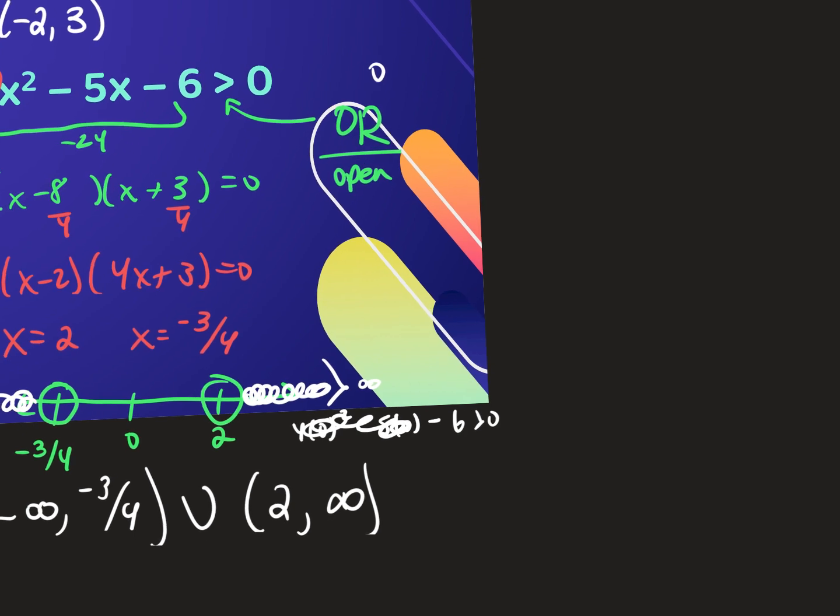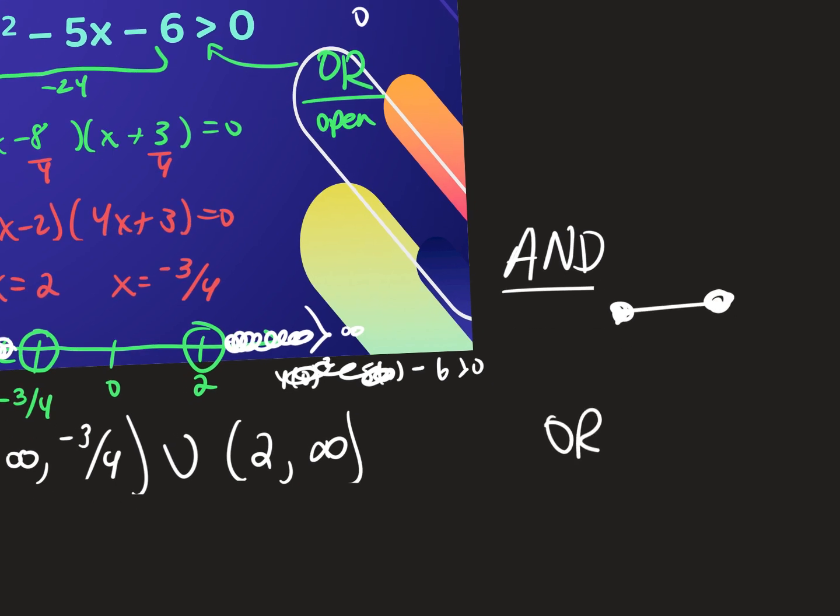Now, I always remember and, this is how I remember it. Less than, I think of it's between, right? Whether it's an open circle or a closed circle. Or greater, I think of it's this side or that side. That's how I remember it.